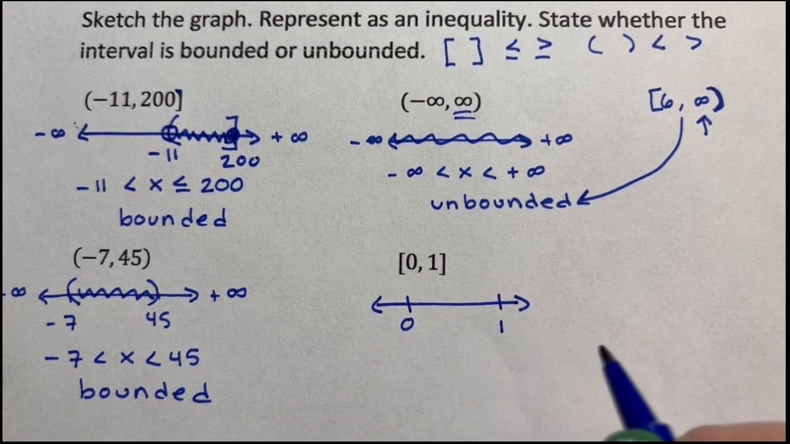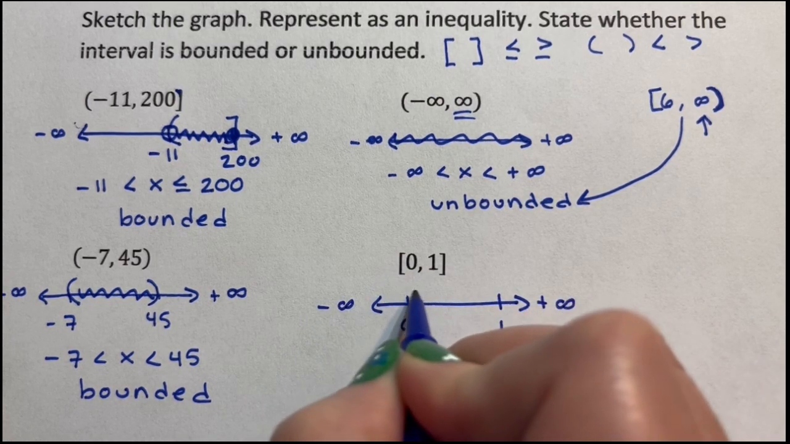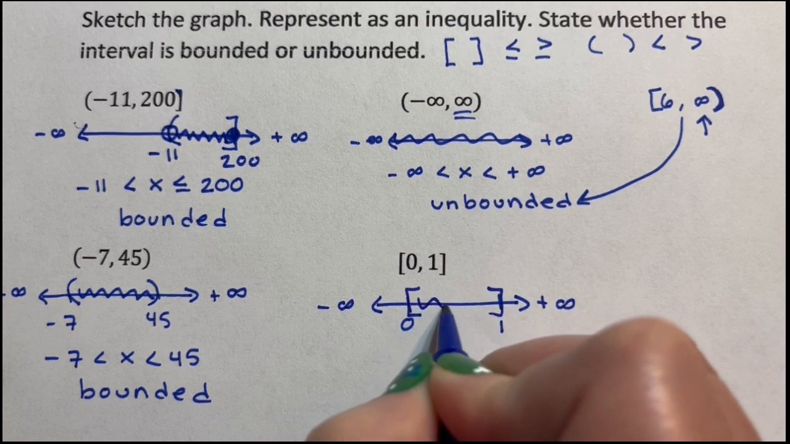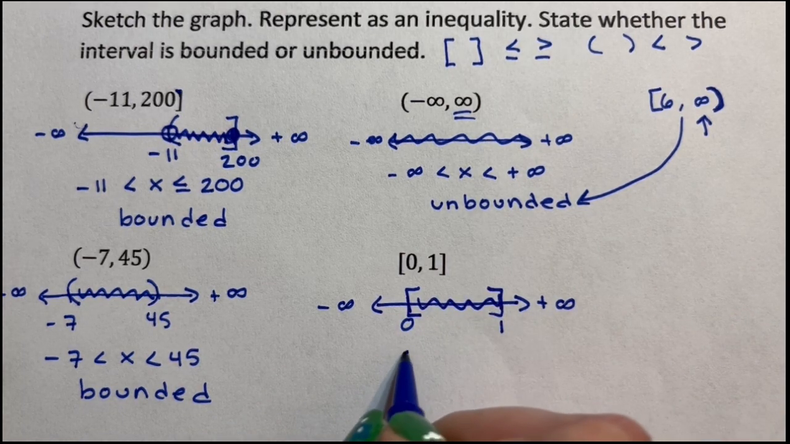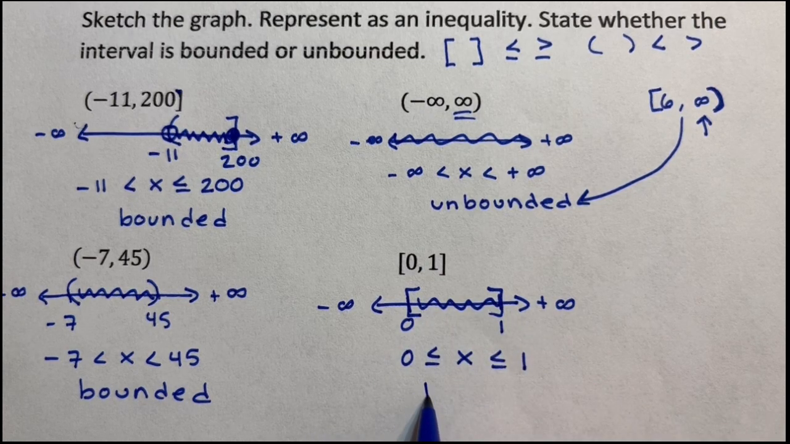Zero, 1. We'll bring the brackets, negative infinity, positive infinity. We will bring the brackets down. We will shade between. 0 is less than or equal to x is less than or equal to 1, and we are bounded.